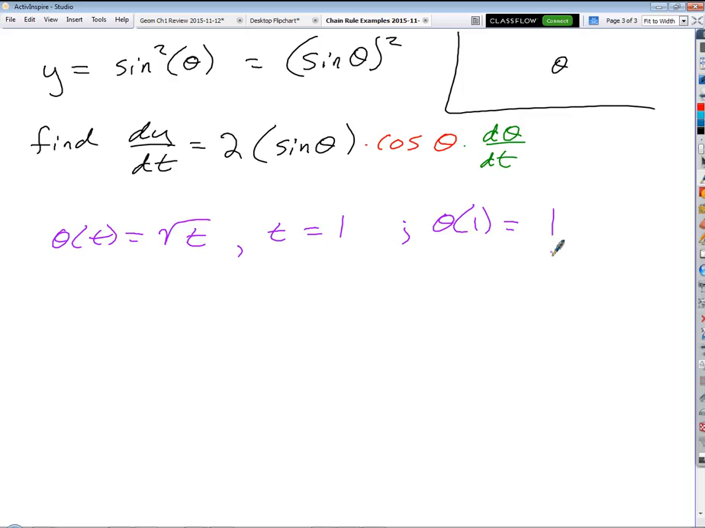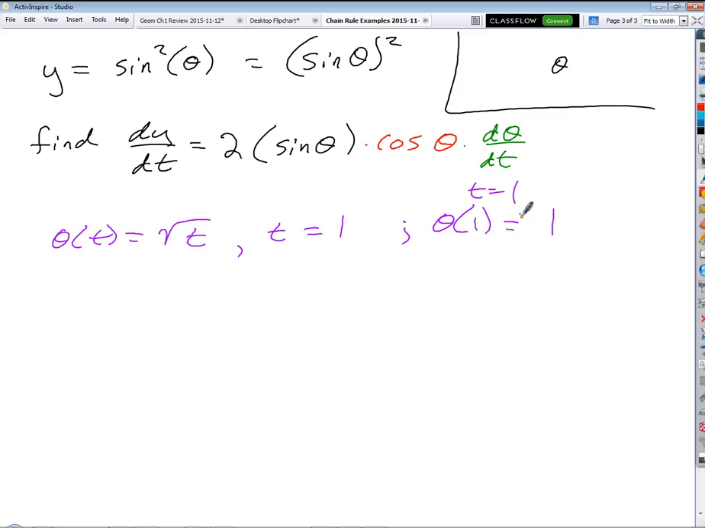Theta is a function of t, right? So this is a function. We're saying let's evaluate this when t equals 1. Okay, so we're evaluating when t equals 1.